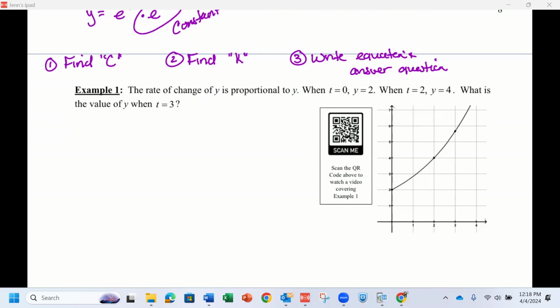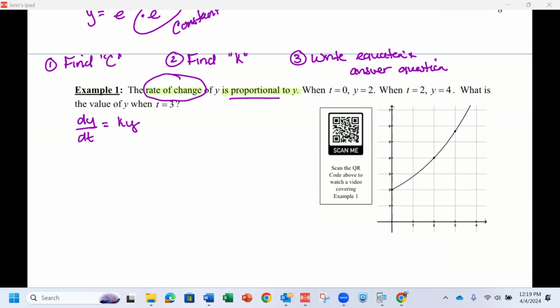The rate of change of y is proportional. So there's a key phrase, rate of change is proportional to y. So again, are we talking about rate of change or are we talking about an amount? Rate of change. So right away, I know I'm going to use the differential form, dy over dt is equal to, again, we talk about that direct proportional, k times y. So you want to identify what formula you're actually going to be using. Is it y equals c times e to the kt, or is it the differential form? Again, because we see that phrase rate of change, I know I'm going to be using the differential form.